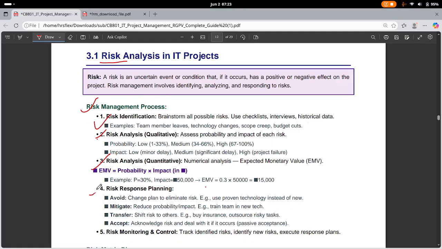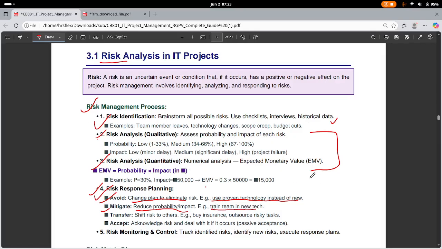Now you identified the risk, and you have the qualitative and quantitative values of the risk. Now how do you respond to the risk? There are a few strategies. Avoid: either change the plan or eliminate the risk, and use proven technologies instead of new ones. Okay. Mitigate: reduce probability and/or impact, train the team on new tech.